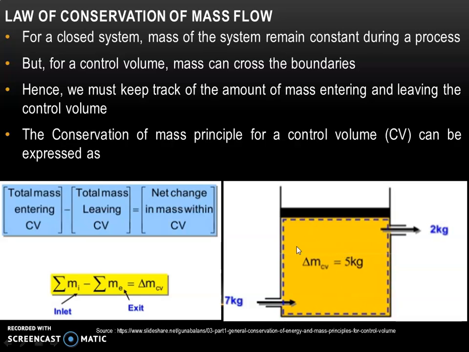So here in this control volume, which is shown by yellow color, the mass entering the control volume is 7 kg and mass which is leaving the control volume is 2 kg. So the net change in mass within the control volume is equal to 7 minus 2, which is equal to 5 kg.